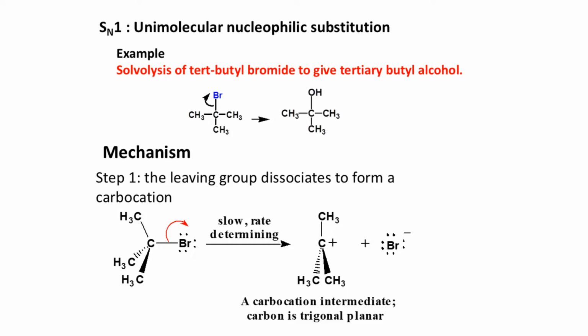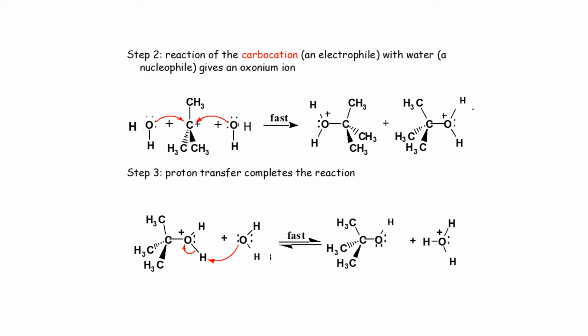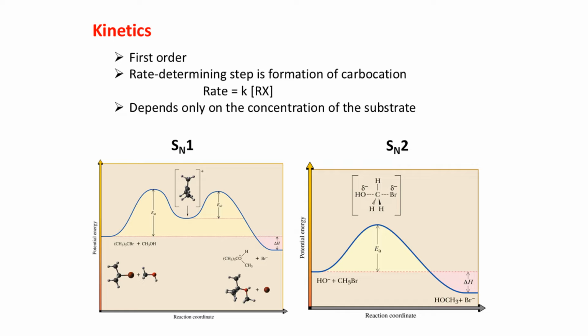Further, SN1 reactions involve a unimolecular nucleophilic substitution. An example is the solvolysis of tert-butyl bromide to form tertiary butyl alcohol. In SN1 mechanisms, the leaving group dissociates to form a carbocation, which then reacts with a nucleophile to complete the reaction.